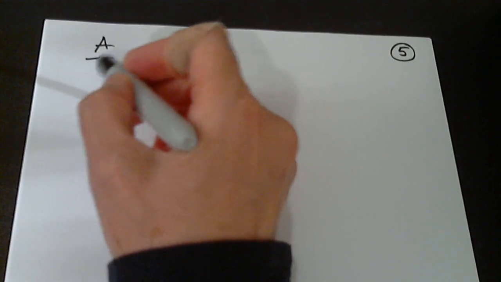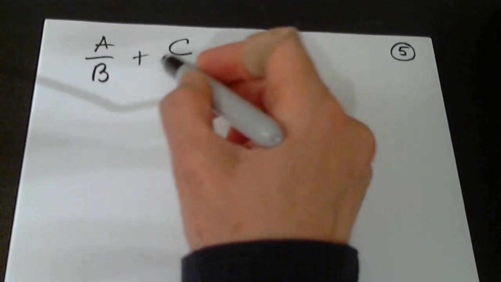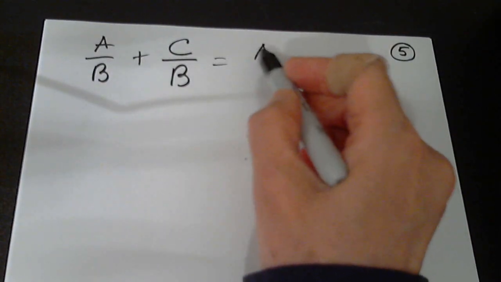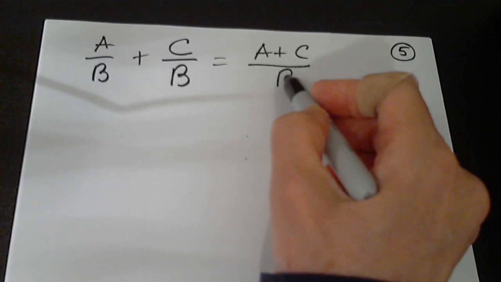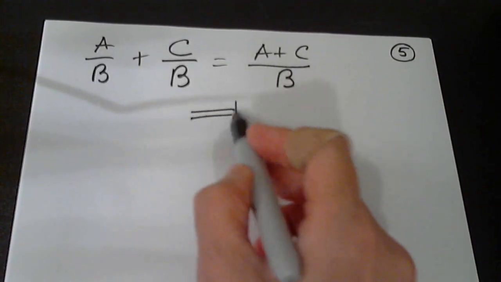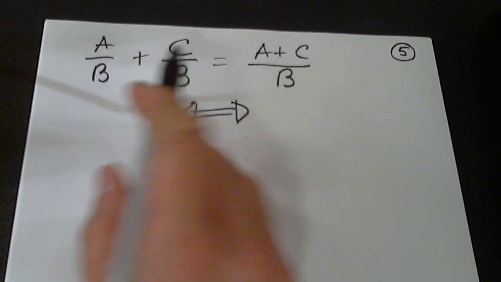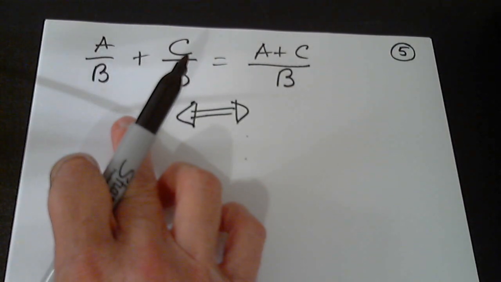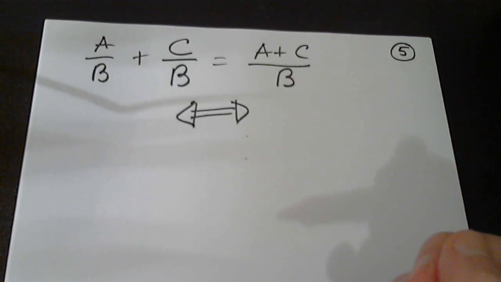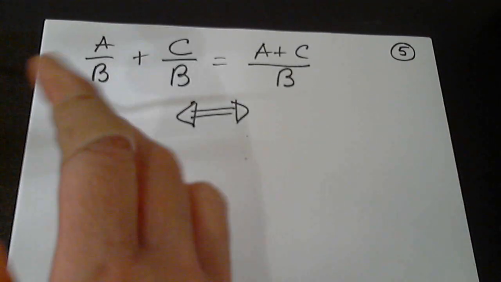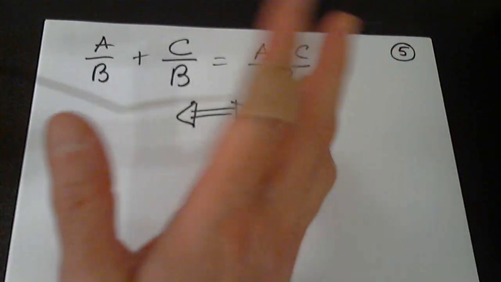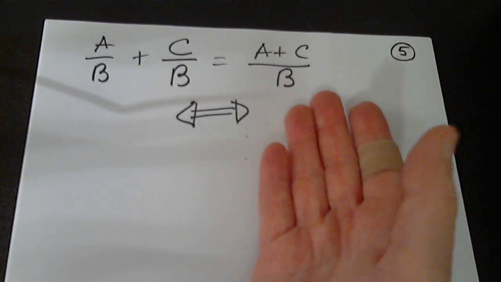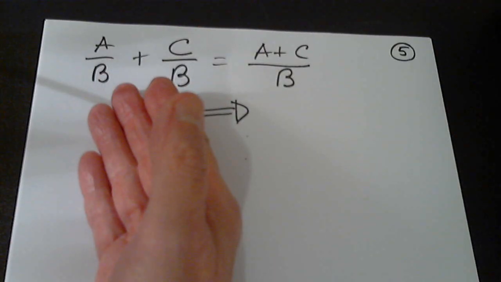Remember, a divided by b plus c divided by b, since they have the same denominator, all you have to write is this. But you can go back and forth. If I have this, I can write this. If I have this, I can split it into two fractions or more, depending on how many terms I have at the top. So if I have two or more fractions and they have the same denominator, I will write this. If I have this, I can go back to the left-hand side.